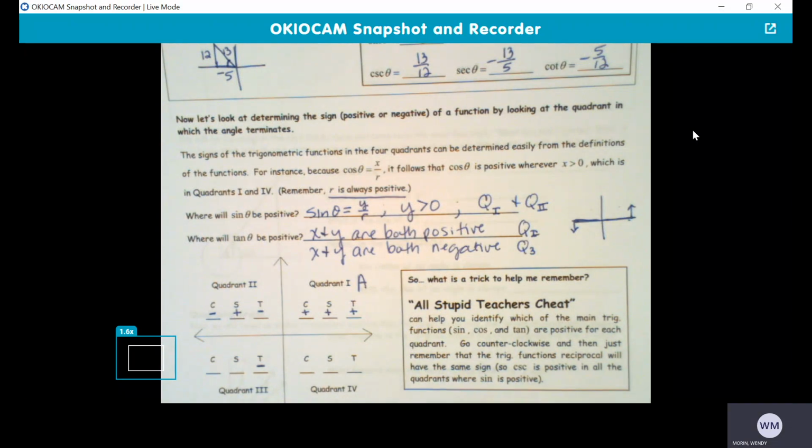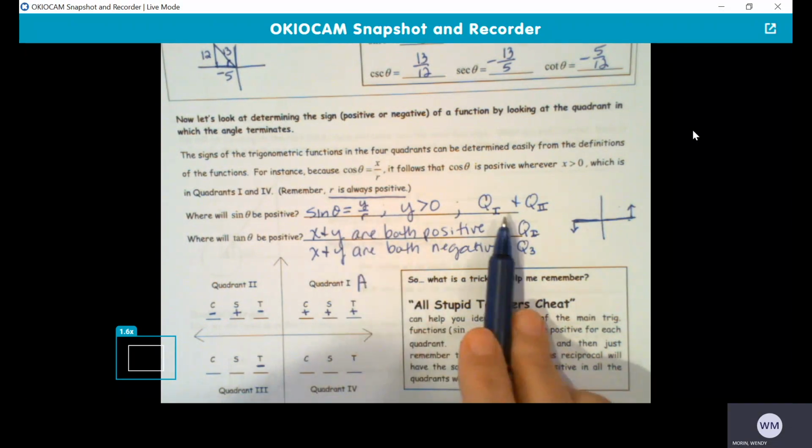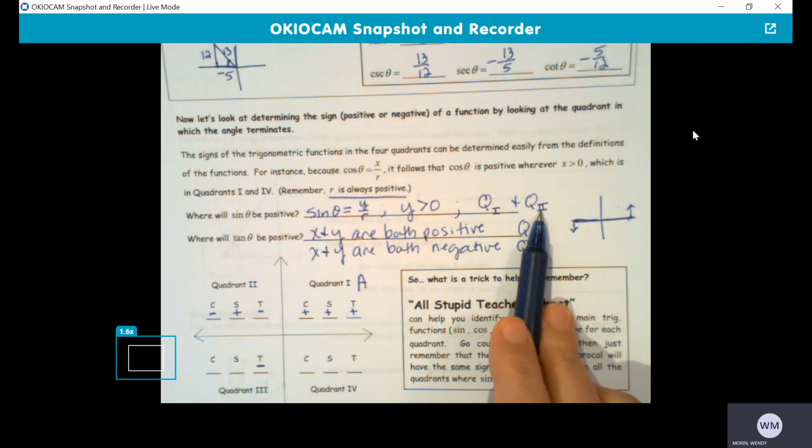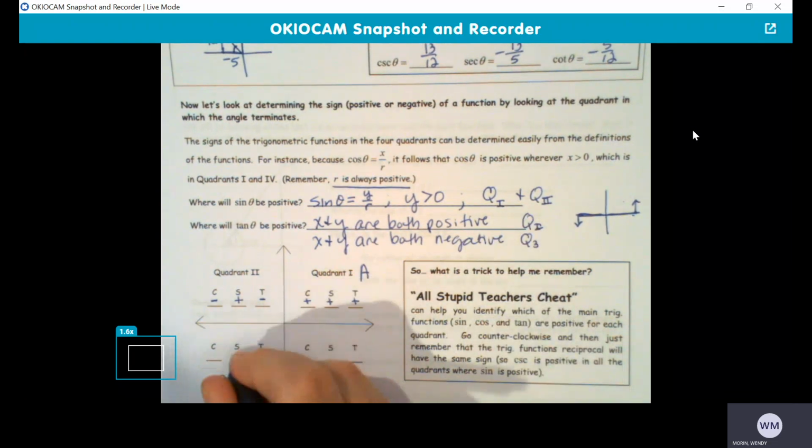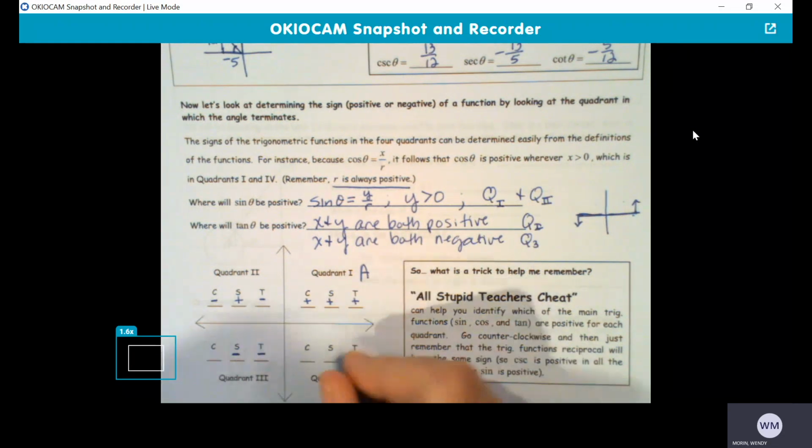What about sine and cosine? Well, we said sine is positive in 1 and 2. Well, if sine is positive in 1 and 2, then that means it must be negative in the third and negative in the fourth. And again, if you checked SOHCAHTOA, you would figure that out.